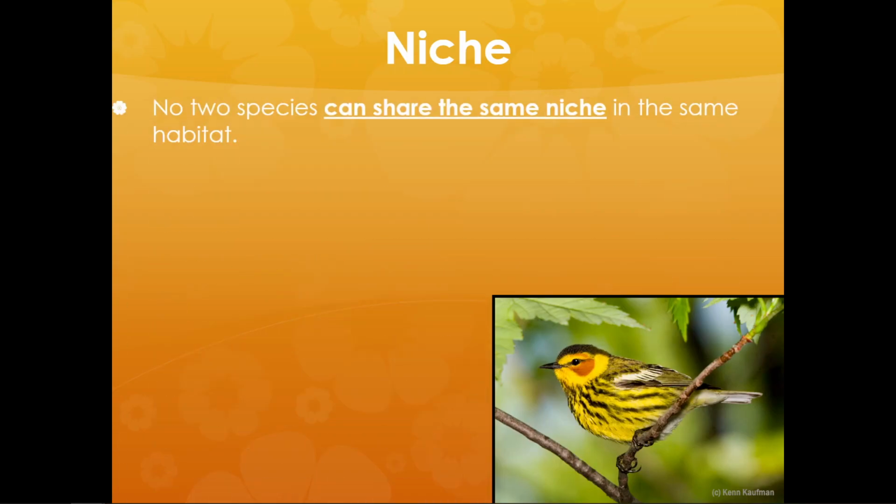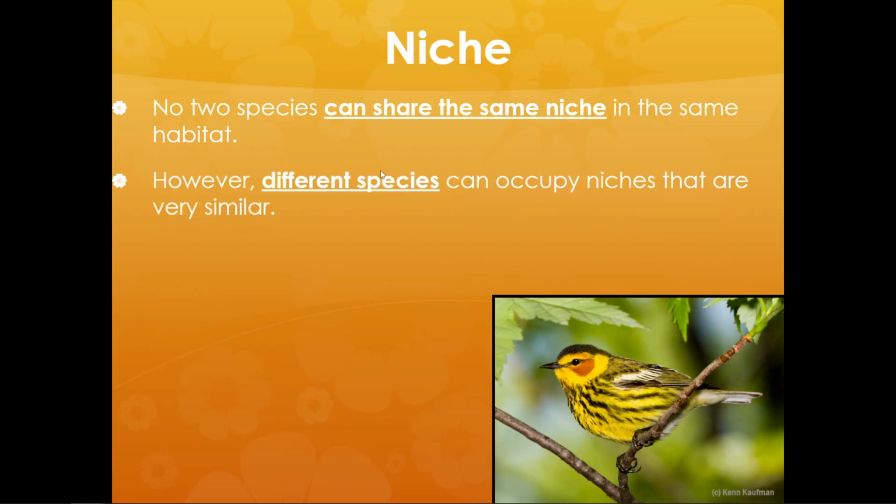All right, so no two species can have the exact same niche in the same habitat. This would lead to direct competition for resources. However, similar species can have overlapping niches, like the North American warblers. They feed at different heights of the tree in order to avoid direct competition. This segregation of niches allows for the biodiversity within the same habitat.